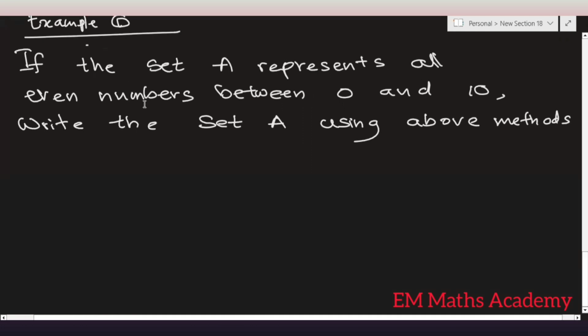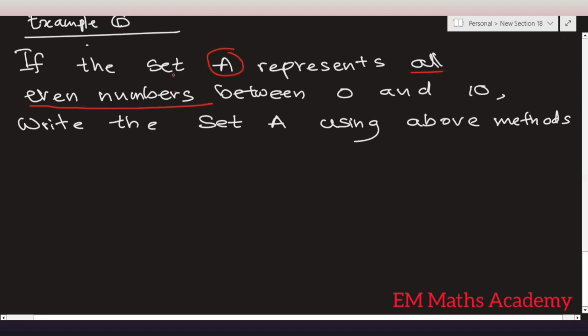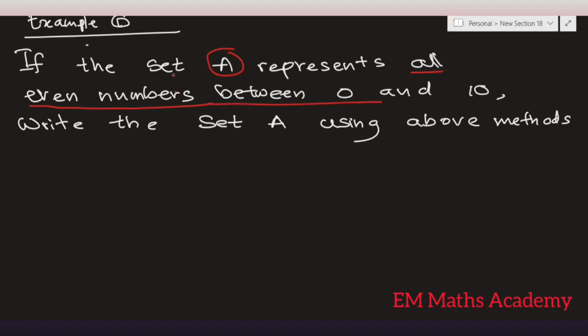I told you that a set is named using English capital letters. Here they have given the set A. Then what is set A? Set A is all even numbers. There is a limit also. Even numbers are also a set, but there is a limit: the even numbers which lie between 0 and 10.